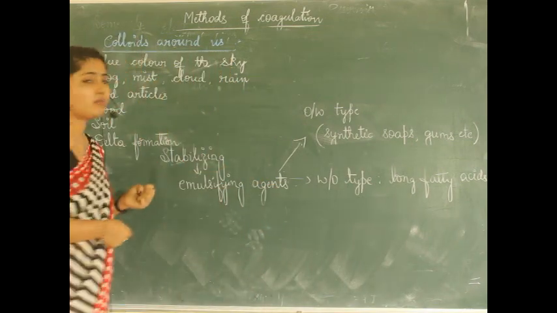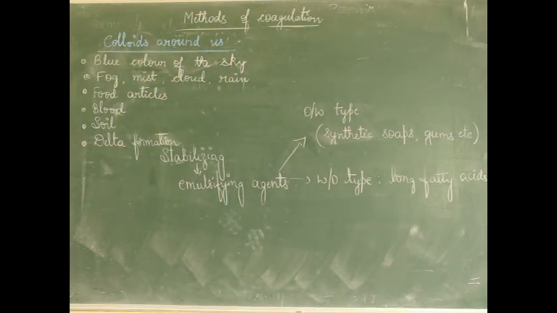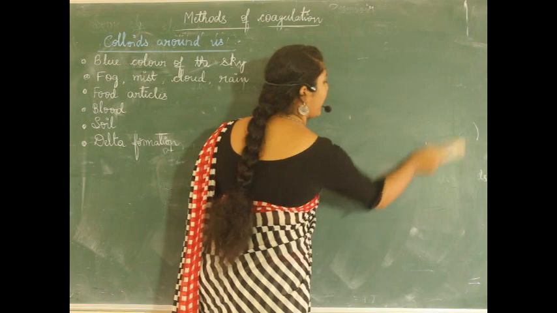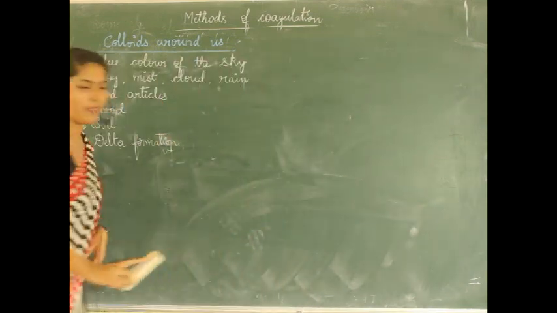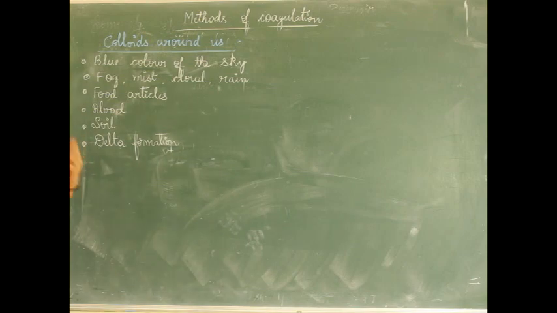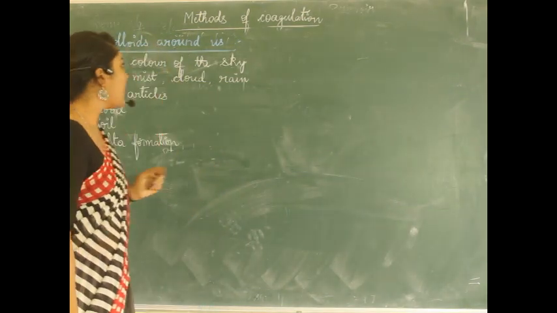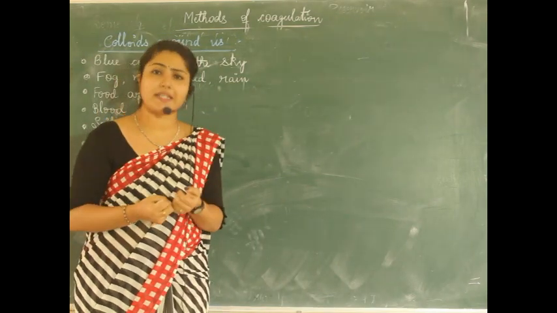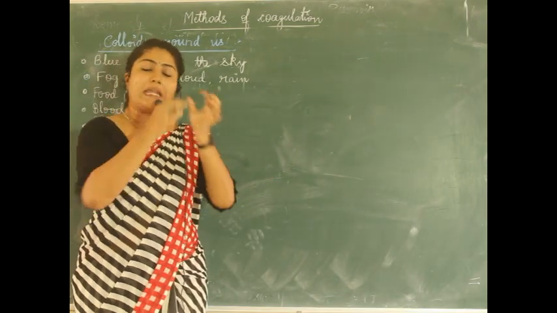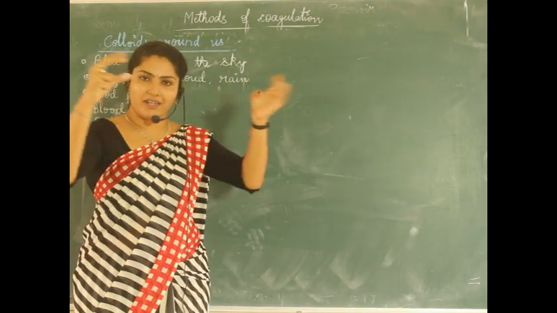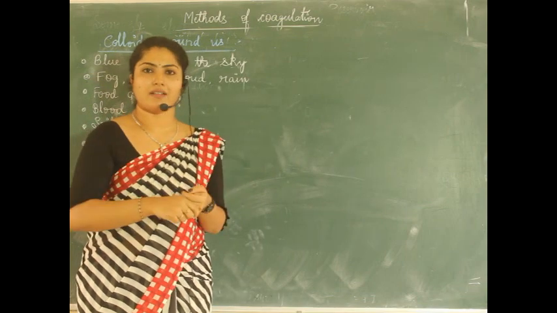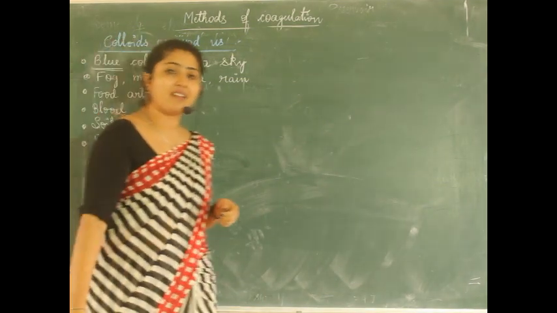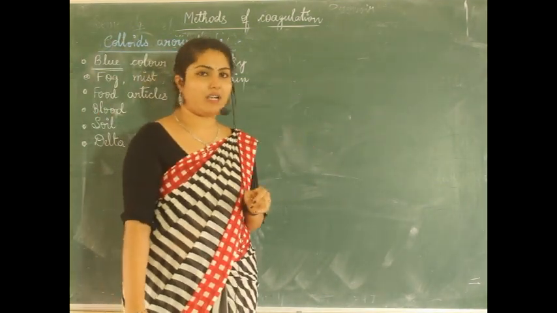So next I have noted some colloids around us, the colloids which we see around us. So let us have some idea about it. We will know about it briefly. So colloids around us, one is the blue color of the sky. We have seen blue coloration of the sky. How does it happen? In the atmosphere, colloidal particles are dispersed. It can be smoke, dust or any other particles which can scatter the blue wavelength of the light, and that is why the sky seems to be blue in color.